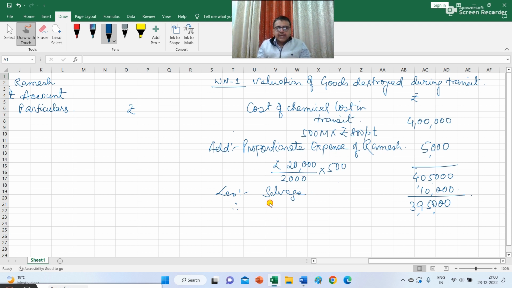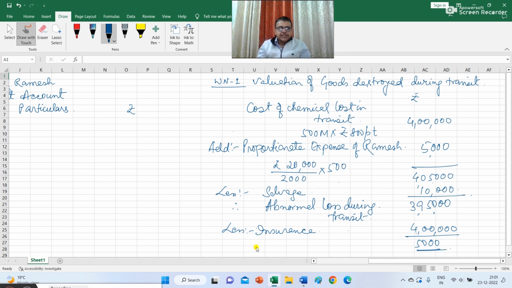Therefore, we can write here abnormal loss during transit is for 3,95,000. And insurance company paid for rupees 4 lakh. So 5,000 rupees, this amount will get credited to profit and loss account. So credit to profit and loss account for rupees 5,000.